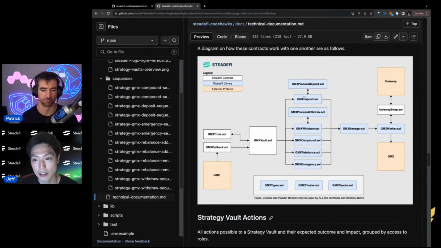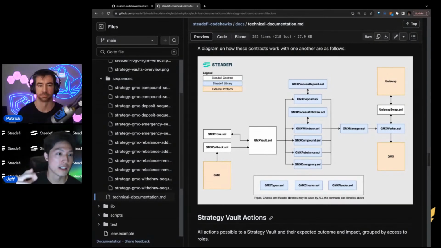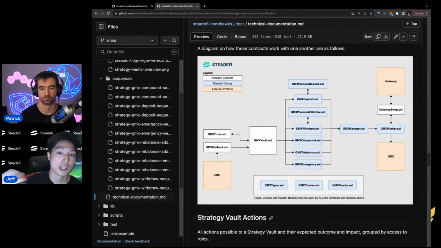So you can see here are the various actions that a user, or I should call them a depositor, to the GMX Vault can take. We have deposit, which is conveniently named GMX deposit, and then we have withdrawal, which is when a user wants to withdraw. We have something called compound, which is essentially when a strategy vault has some incentive tokens or bonus tokens, or extra yield, as you can think about it. We have a process that takes those extra tokens and sells them for more liquidity, so the vault increases in value.